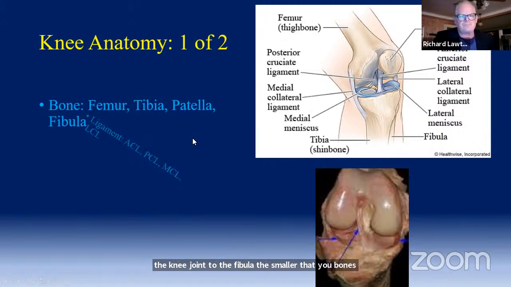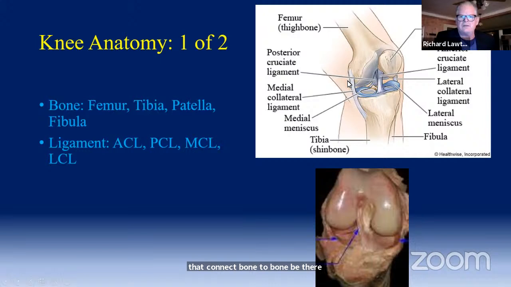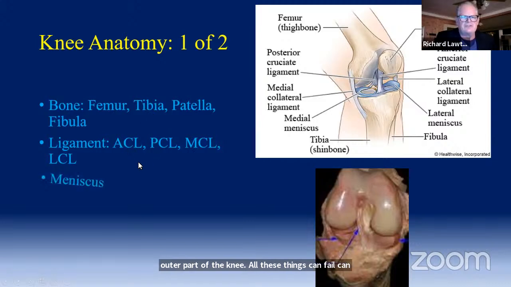The ligaments connect bone A to bone B. There are 4 big ones around the knee. The MCL connects this part of the femur down to this part of the tibia. The ACL, the thing that football players and skiers tear, is inside here. The PCL is its neighbor right next to it. The LCL is on the outer part of the knee. All these things can fail, can break, and therefore can generate pain.